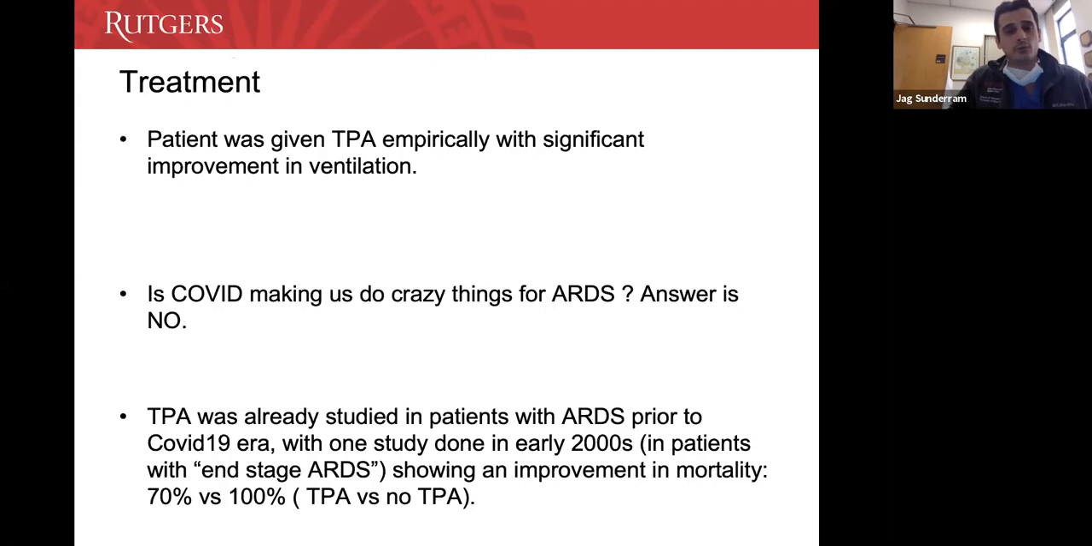So the patient was given TPA empirically with significant improvement in ventilation. His ABG went from a PCO2 above 100 to a PCO2 of around 60 after the TPA infusion. So the question here is, is COVID-19 making us do crazy things for ARDS?